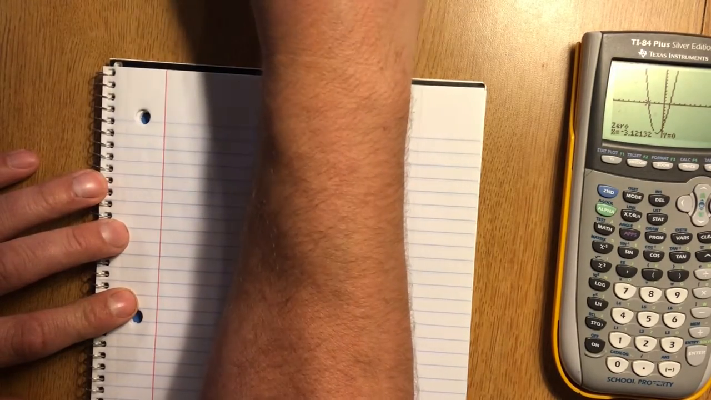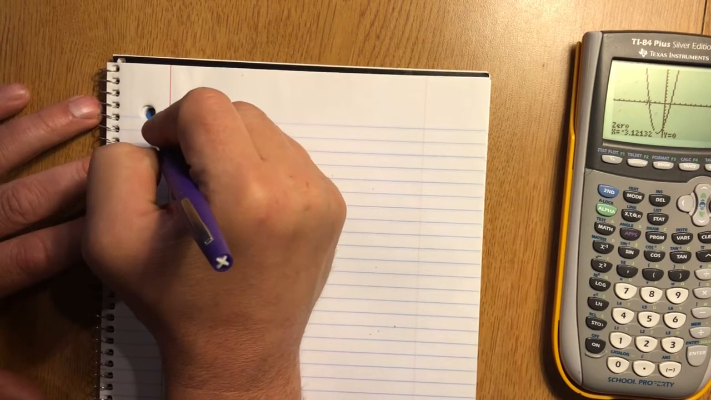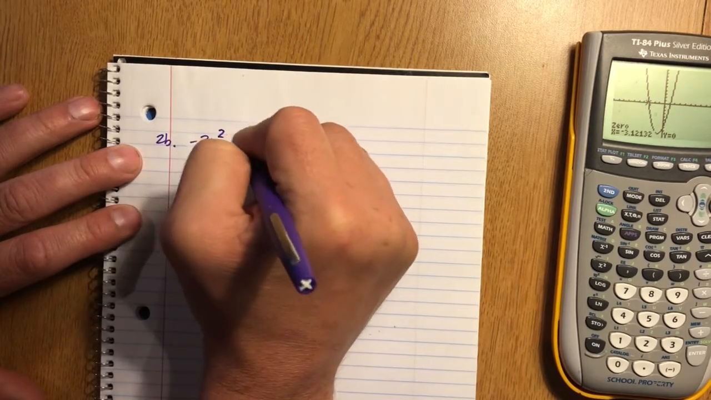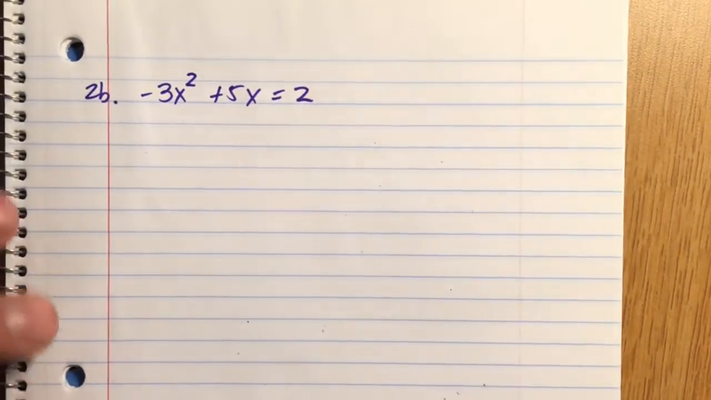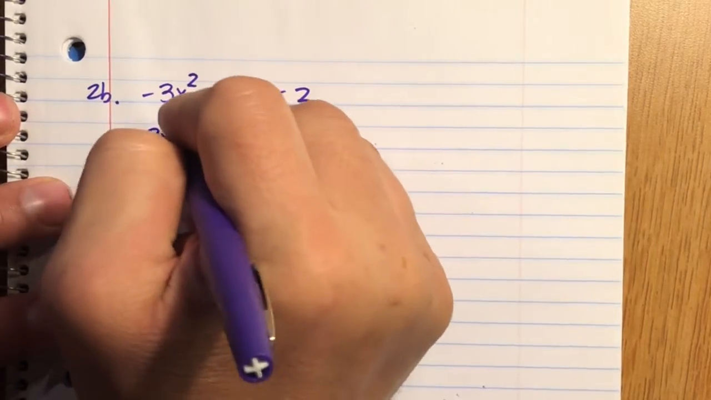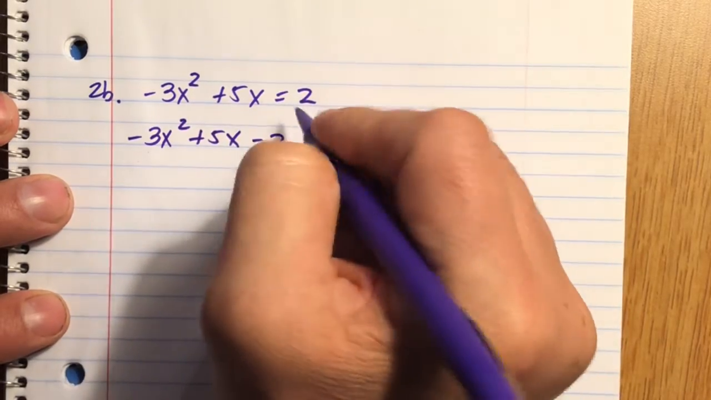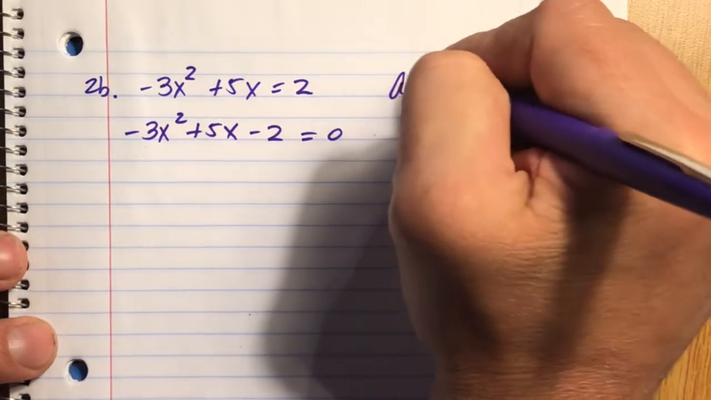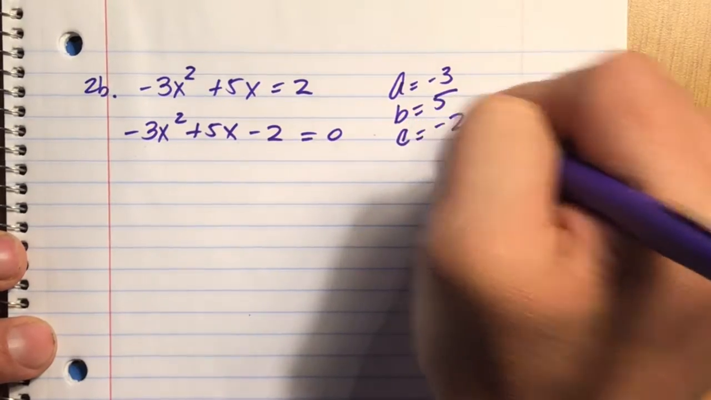Let's look at B here. We're looking at example 2B: negative 3x squared plus 5x equals 2. This is not in standard form, so let's rewrite this in standard form. I just had to subtract 2 from both sides, giving equals 0. A is negative 3, B is 5, and C is negative 2.